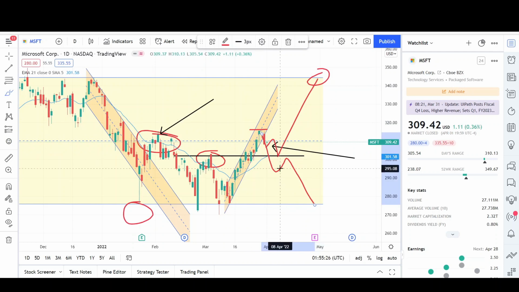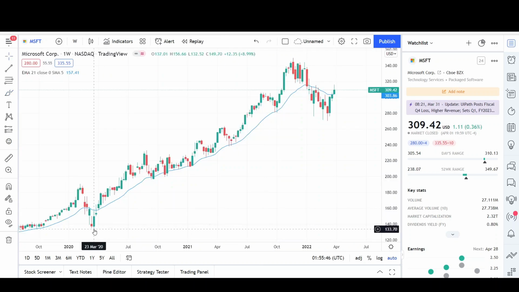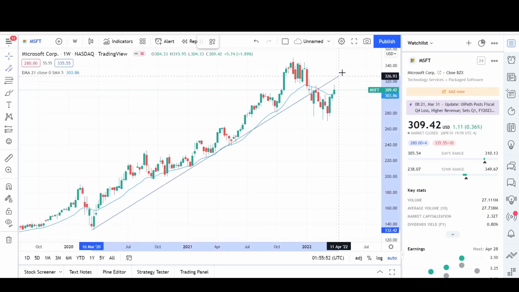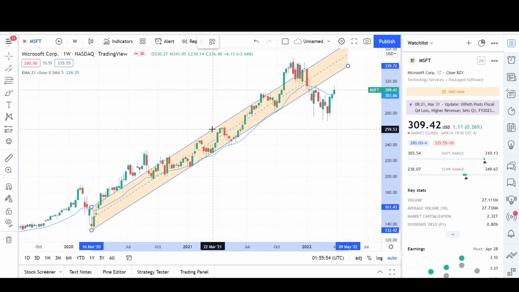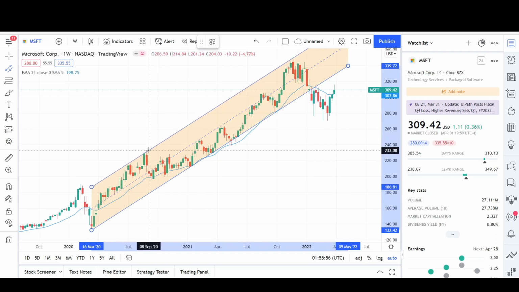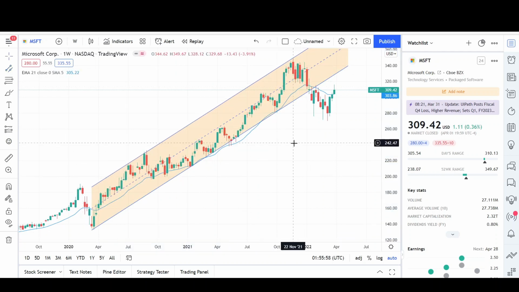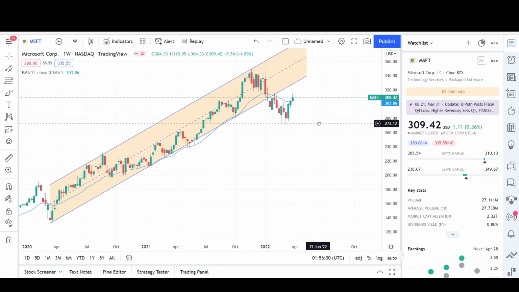So let's take a look at the weekly chart to wrap it all up. Here we have the weekly chart for Microsoft. We'll be going up since March of 2020. Again, very similar price action to my previous video I did for Google. Pretty much the same story, a nice uptrend channel. However, this one's a little different.